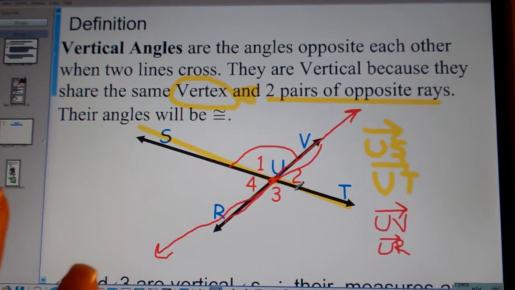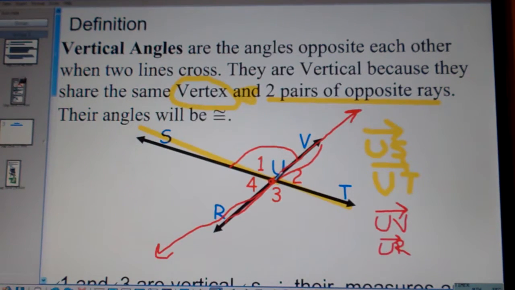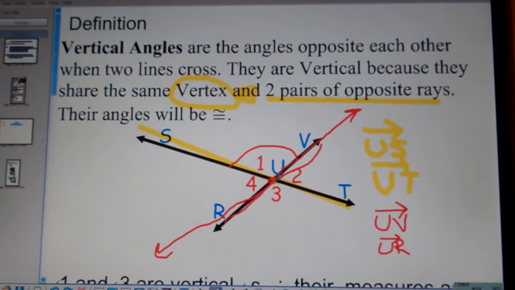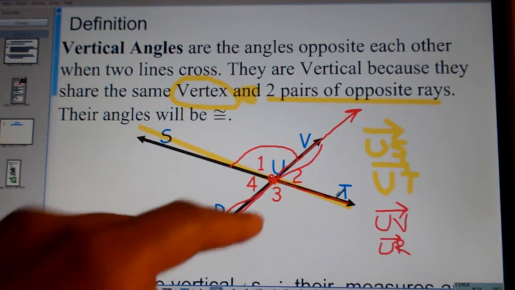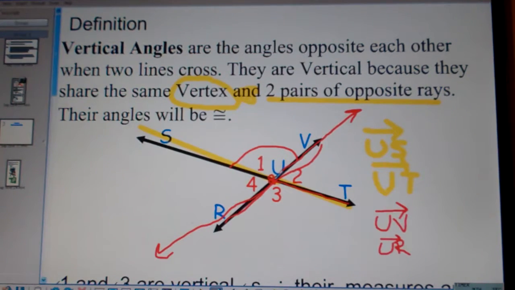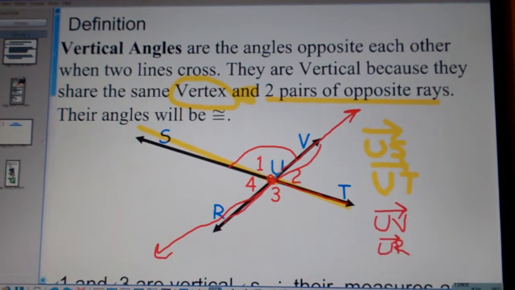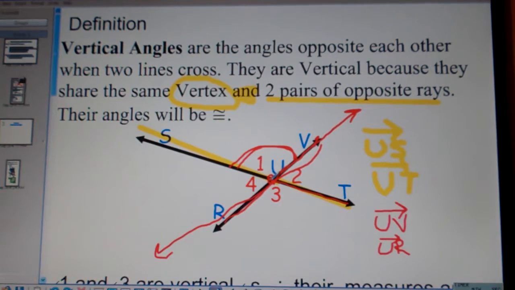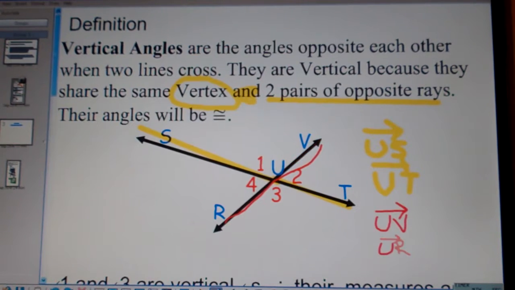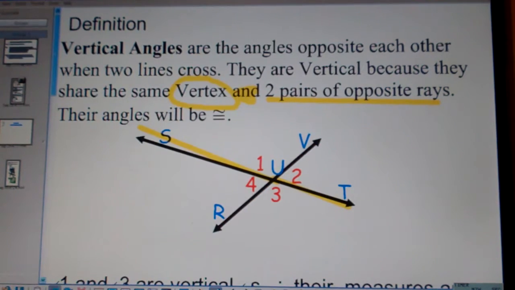So we've got two pairs of opposite rays, and we also have the shared vertex U. My first pair of opposite rays are US, which touches angle 1, and UT, which touches angle 3. My second pair of opposite rays are UV, which touches angle 1, and the opposite ray UR, which touches angle 3, therefore making these vertical angles. Moving forward, vertical angles will be congruent.